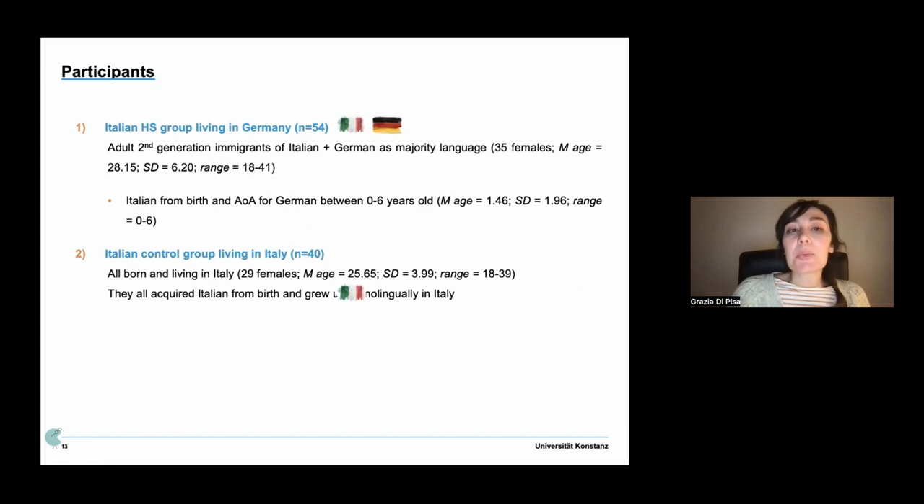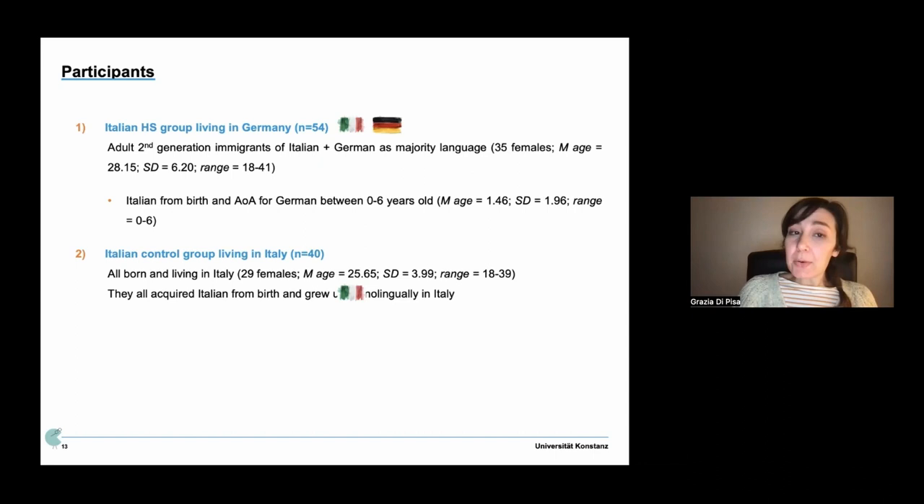Now we get into my study. I had two groups of participants. I had the Italian heritage speakers living in Germany, and then I had the Italian homeland native speakers, which is my control group, living in Italy.